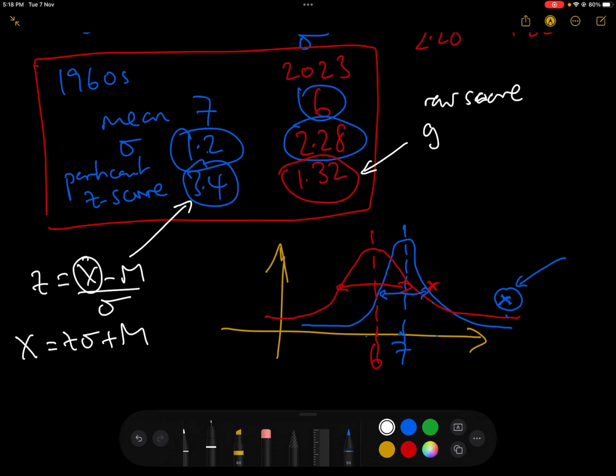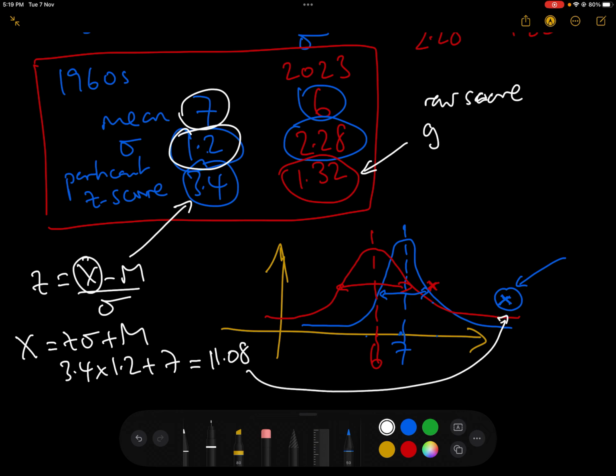So we could find the raw score of the participant in the 1960s. His raw score is simply his z-score, 3.4, times 1.2, which was the standard deviation in the 1960s, plus the mean in the 1960s, which gives you 11.08. So his raw score was 11.08. As we've put over here, that is around 11.08, so that's correct.